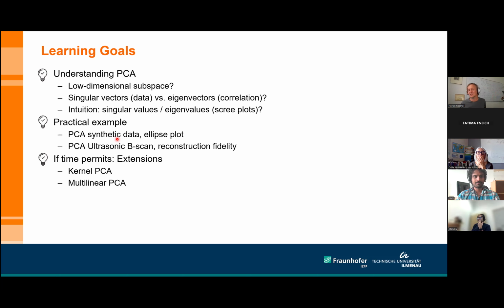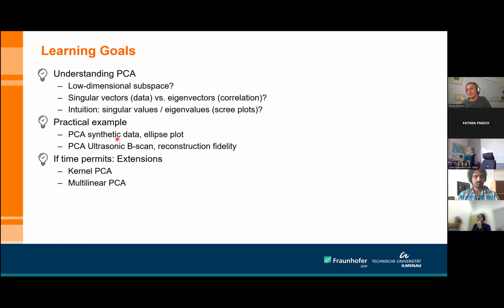I came up with ultrasonic B-scan examples that I think are quite nice, and we can look at the reconstruction fidelity. You can use this as a baseline for doing your own experiments. I'm happy to share all the scripts I'm showing today, so if you want to experiment further, you're free to do that. I have no idea how we're going to fare on time. It depends on how slow I talk.